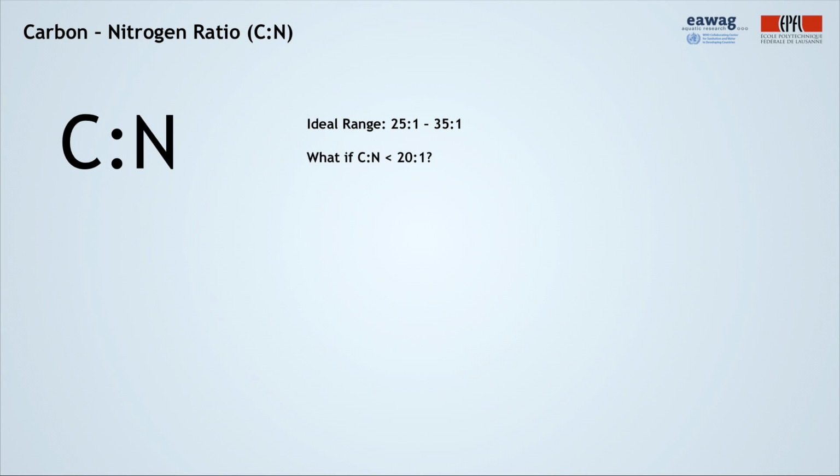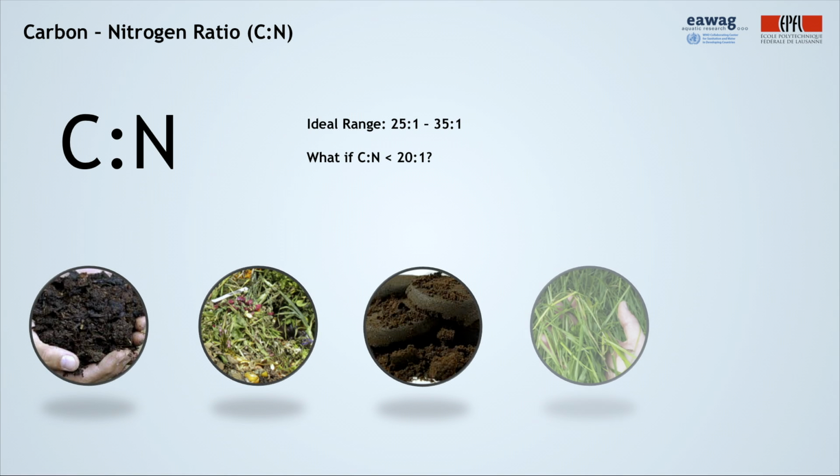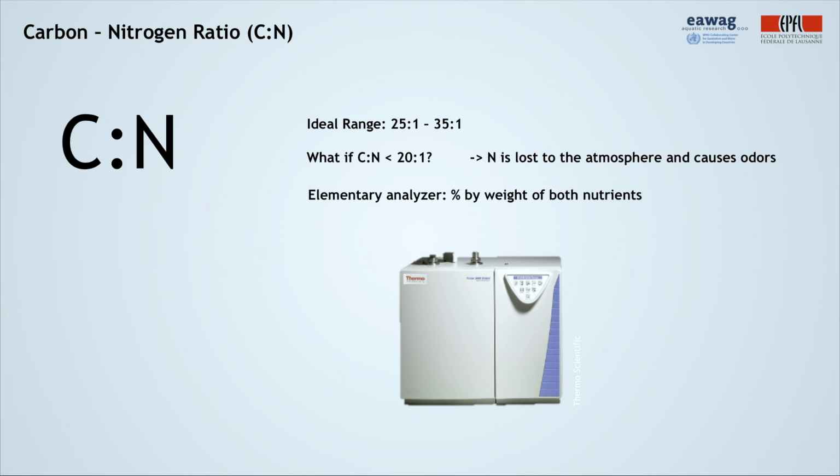But what happens if the ratio is lower than 20:1 instead? In nitrogen-rich materials such as manures, vegetable wastes, coffee grounds, grass clippings, food waste, etc., there is a surplus of nitrogen and it can be lost to the atmosphere as ammonia gas and cause other problems. In order to determine the amount of these two nutrients, when available, an elementary analyzer can be used. This gives directly the percentage by weight of both nutrients.